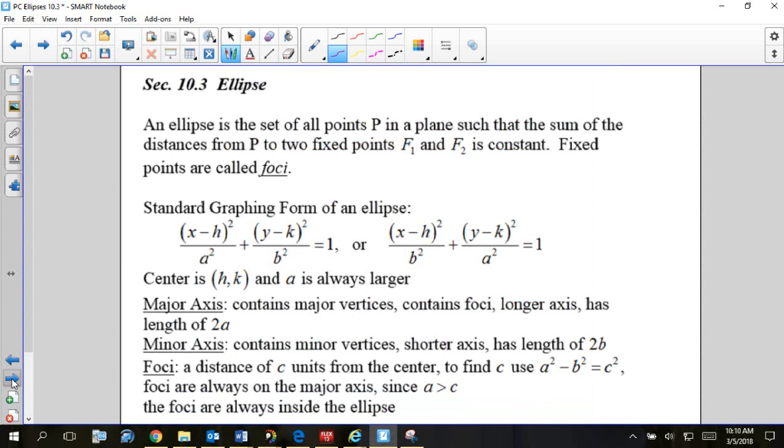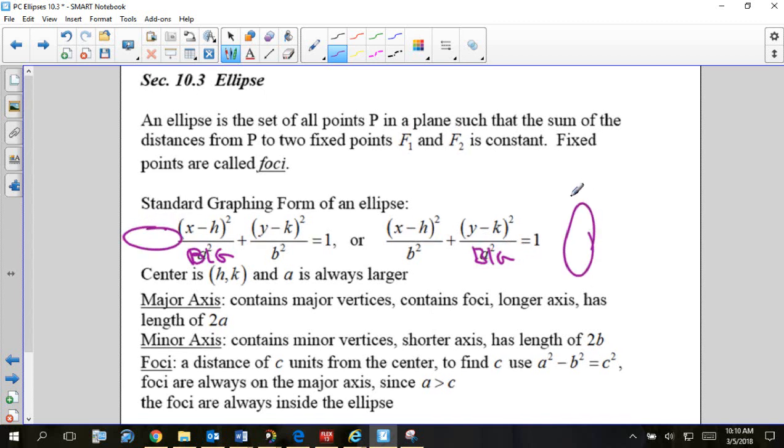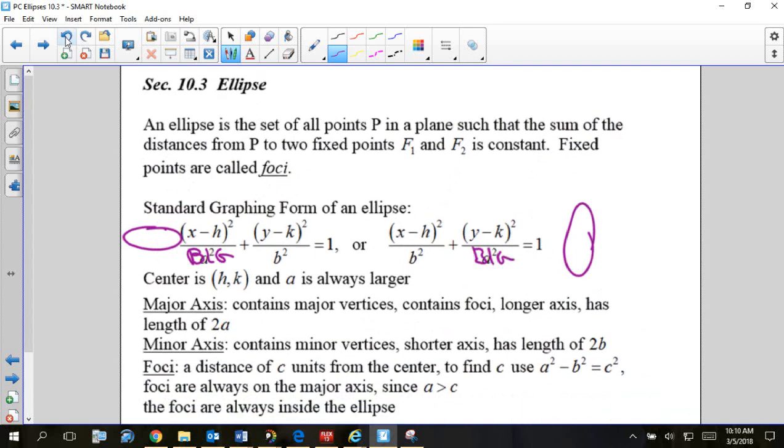And they talk about A squareds and B squareds, but as I was telling you guys when you were asking me questions, don't focus on the A and the B. Focus on which number is bigger and where it's located. If the bigger number is under X, it's going to stretch horizontally like this. If the bigger number is under Y, then vertically it's going to be bigger. So whether the bigger number is under X or under Y, that's what the shape's going to look like.